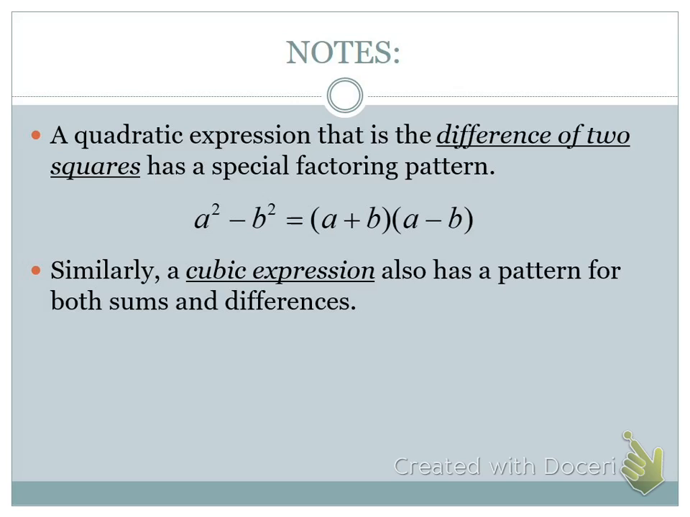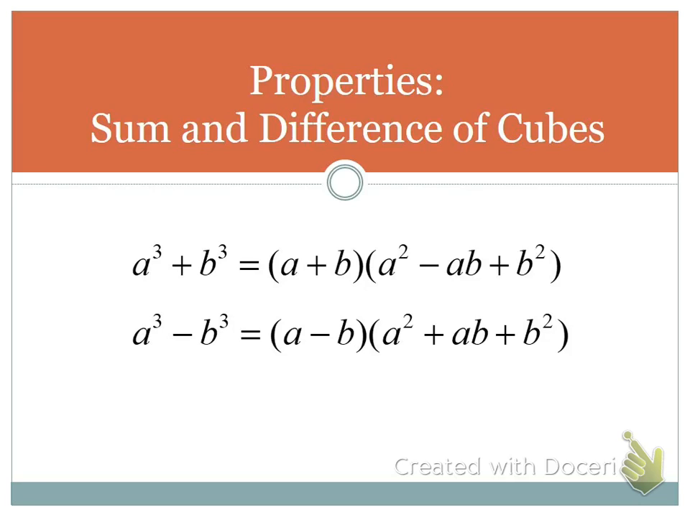Okay. So similarly, a cubic expression also has a pattern for both sums and differences. So squares only had a difference pattern. For cubes, we can do sums and differences. So these are the factoring patterns for the sum and difference of cubes. Obviously, the sum would be the one with what symbol in the middle? A plus sign, and difference has a minus sign.